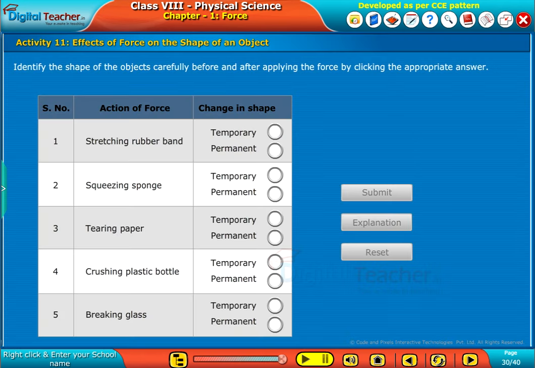Identify the shape of the objects carefully before and after applying the force by clicking the appropriate answer.